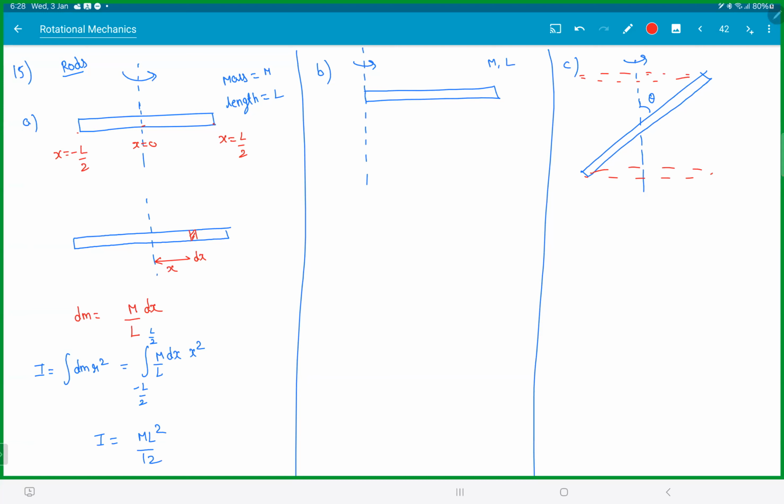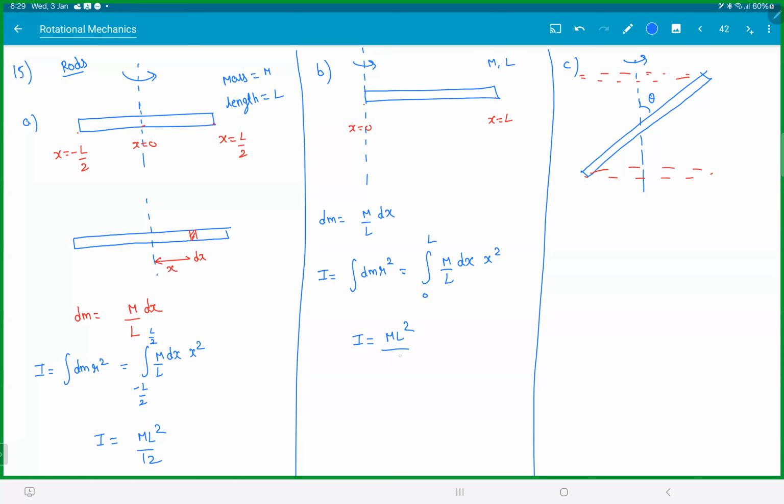Okay, B, mL square by 3, is right. Exact same results, only the limits will change, from 0 to L now. This will be x is equal to 0 and this will be x is equal to L. So dm will be m by L dx. This will be integral dm x square. Limits will go from 0 to L.